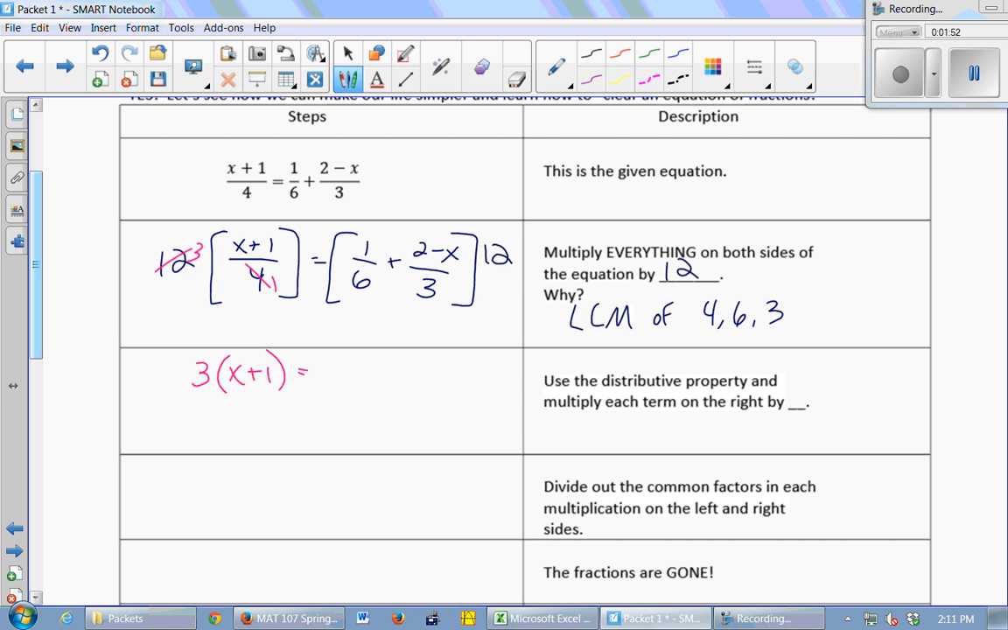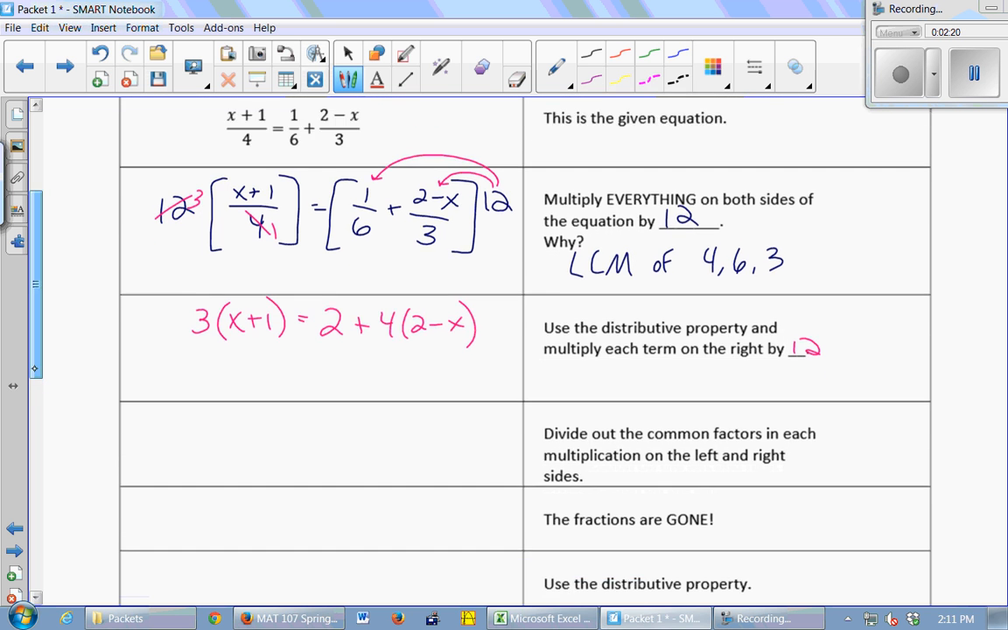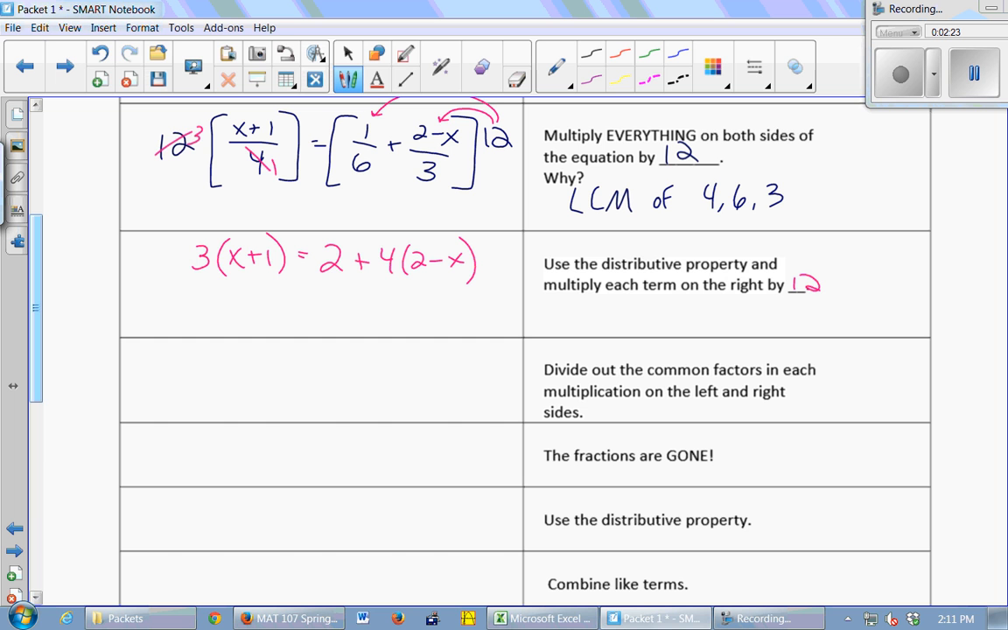And then I have to take the 12 on the right-hand side, and I have to distribute to both of these fractions. So when I distribute to the 1/6, 1/6 times 12 is 2. And then when I distribute the 12 to the second fraction, the 12 over the 3 reduces to 4. So I have 4 times 2 minus x. Okay, I'm just going to simplify a little bit. So the next thing I'm going to do is simplify.